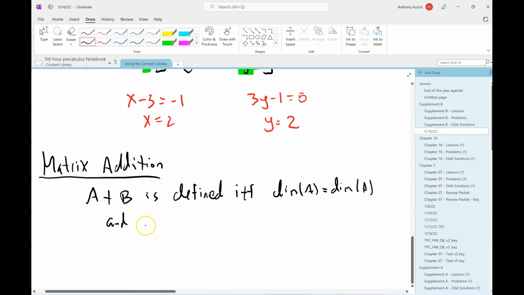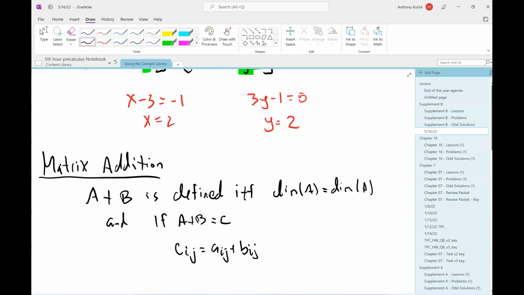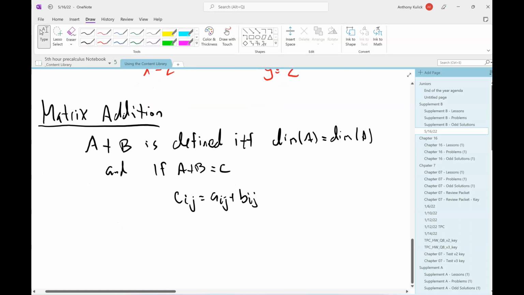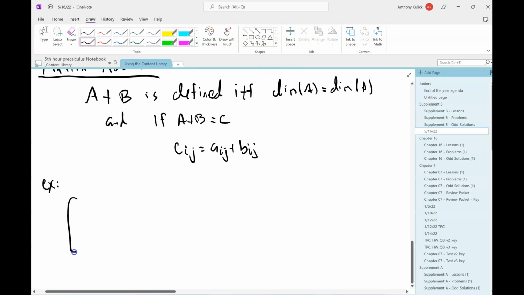And how do we do matrix addition? Well, if A plus B is equal to C, then Cij is equal to Aij plus Bij. So all I'm going to do is add the two corresponding entries in A and B and put them in the same spot in C. So it's going to work exactly like you would hope. Let's do a quick example to illustrate this.